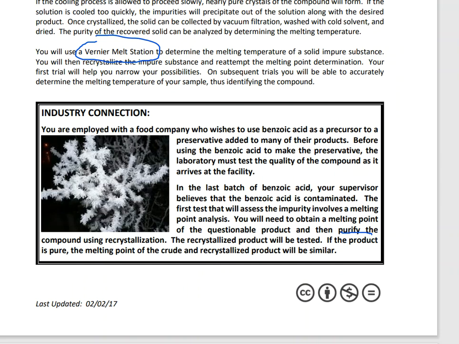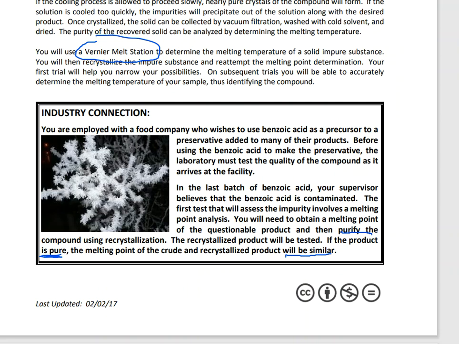And if so, then we probably need to do this with the entire batch of benzoic acid that we've received at the facility. So the recrystallized product will be tested, and if the product is pure, the melting point of the crude and the recrystallized product will be very similar.